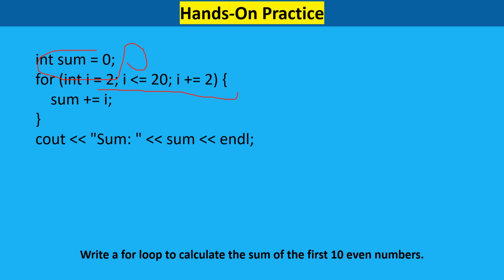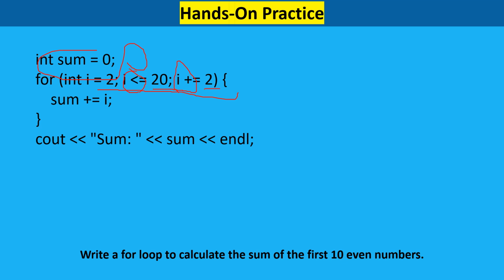int i = 2: the loop control variable I is declared and initialized to 2. So this one is 2, the first even number in the range. Then i <= 20: the condition checks whether I is less than or equal to 20. If true, the loop continues. If false, the loop terminates.